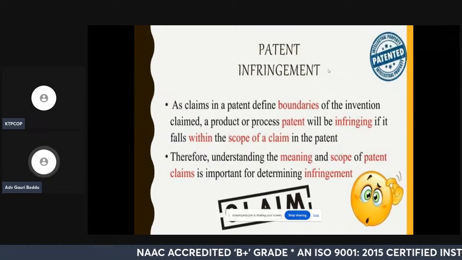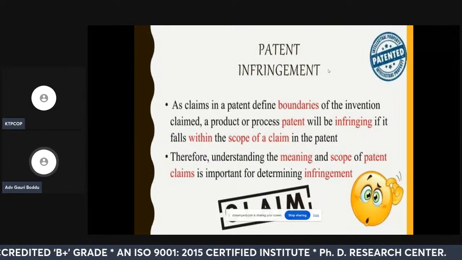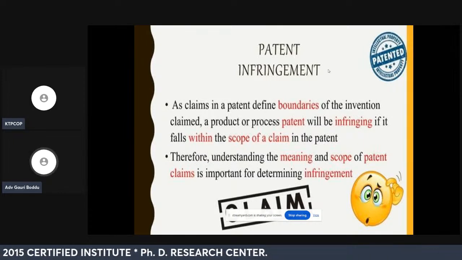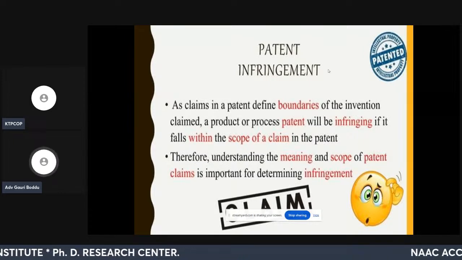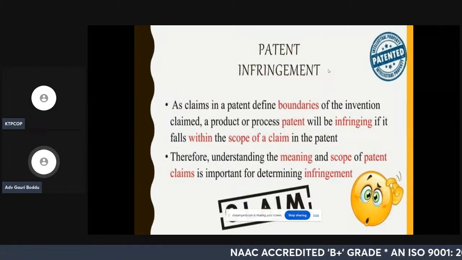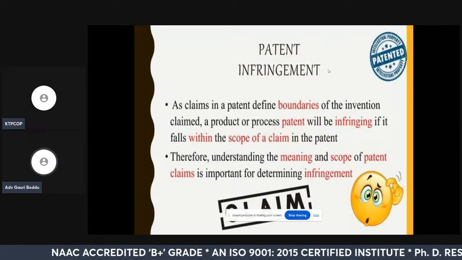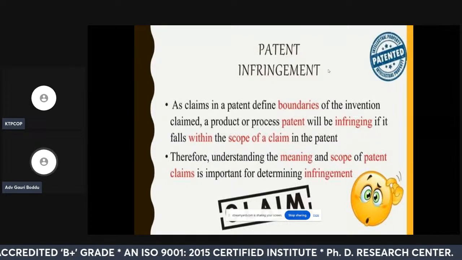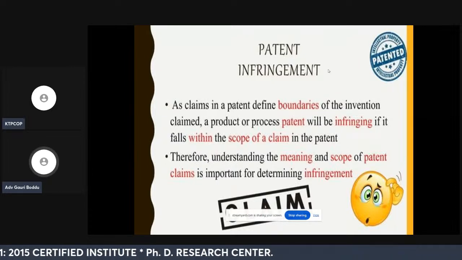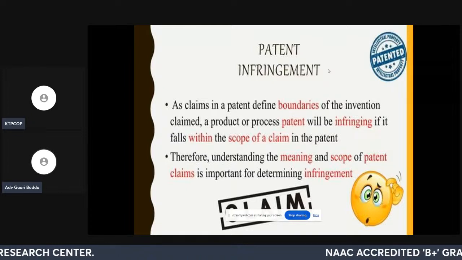Now, as claims in a patent define the boundaries of the invention, a claimed product or process will be infringing if it falls within the scope of a claim in the patent. The patent claims are that making it, using, selling, offering, or importing. Therefore, understanding the meaning and scope of a patent claim is important for determining infringement. The claims help us to determine whether our patent is getting infringed or not.